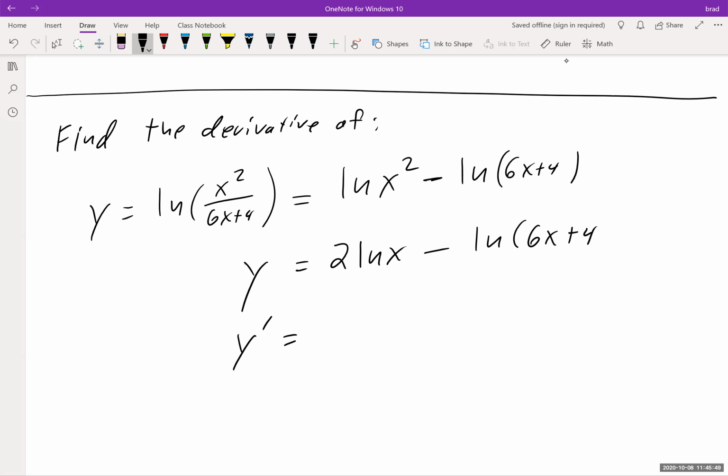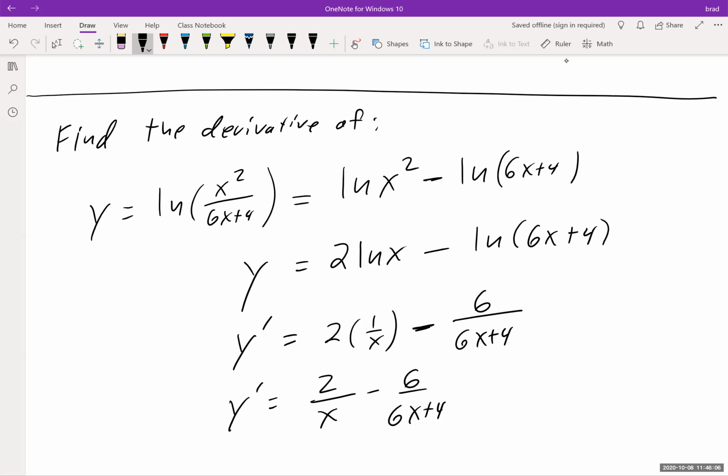Now I can finally find y prime. So this would just be 2 times 1 over x, right? The derivative of the natural log of x is just 1 over x, minus, now we do u prime over u, which would be 6 over 6x plus 4. So just a little bit of brief cleanup.